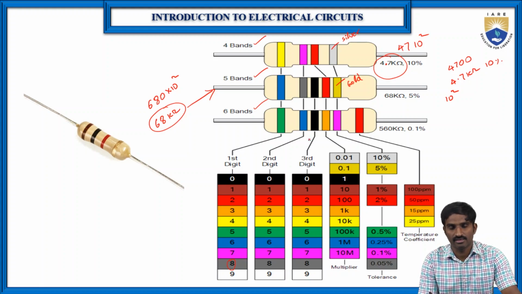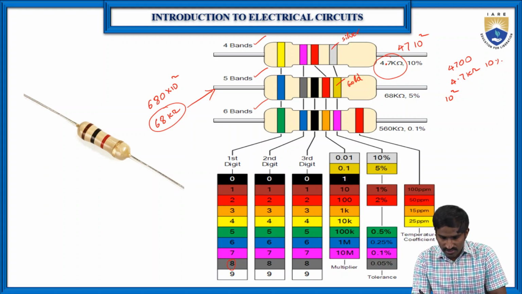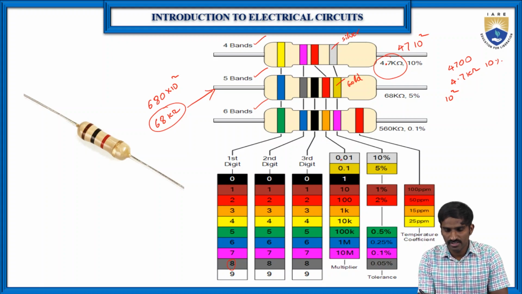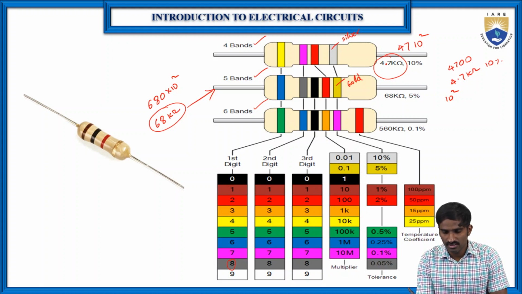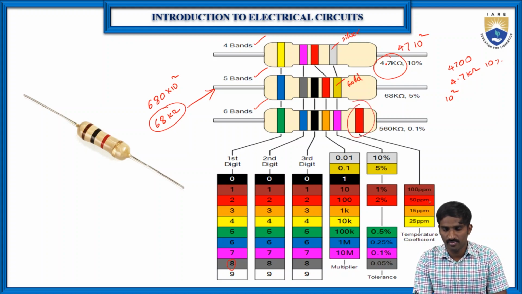This is a 6 band. Again here in the 6 band, let us see here 560 kilo ohms. This is orange color. That's why here, this is the temperature coefficient in the 6 band. The final color code, which is placed on this particular band, here it is the temperature coefficient.